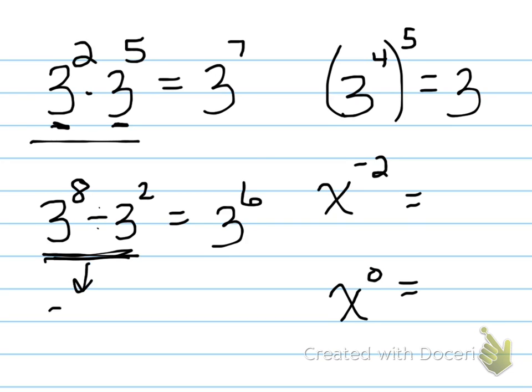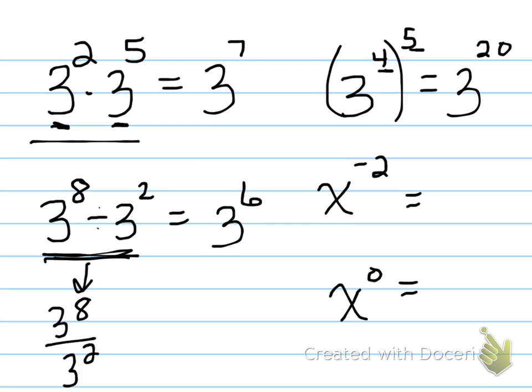Oftentimes you will see a problem like this also written as a fraction, because a fraction also means division, so keep that in mind. When you have what we call a power of 4 to another power, in this case 5, you're going to multiply those, so this final answer is 3 to the 20th.